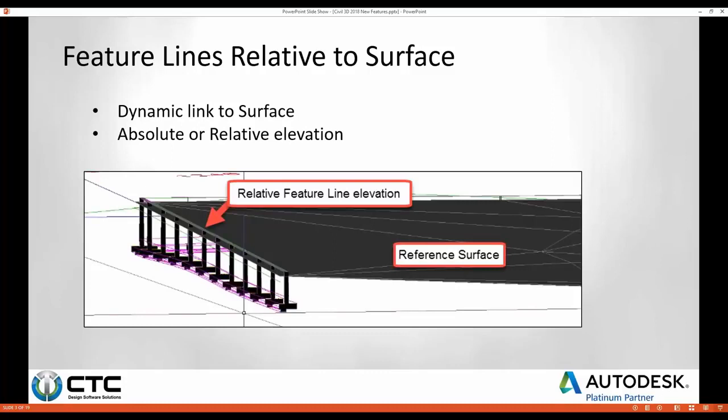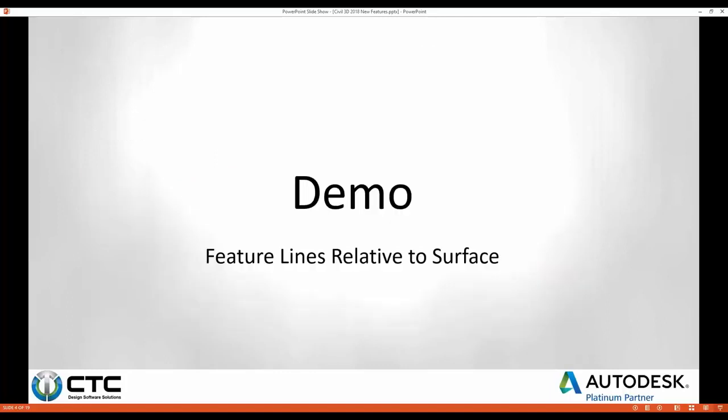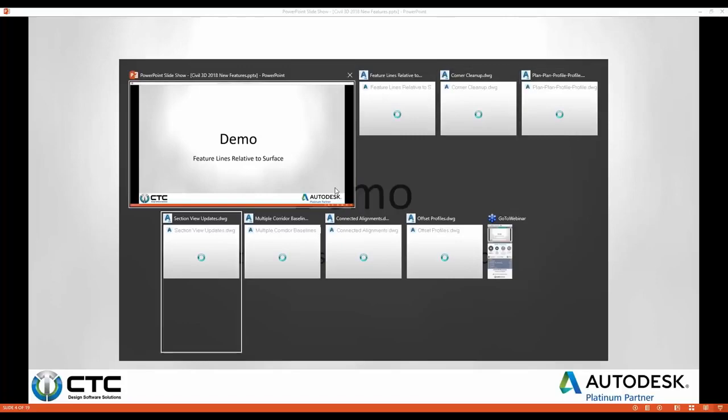So we'll start out by looking at the design tools, feature line relative to a surface. Like I said earlier, we're going to create a dynamic link to the surface, and we can hold that absolute or relative. We're going to take a look at a parking lot and retaining wall example here. So let's jump into the application.